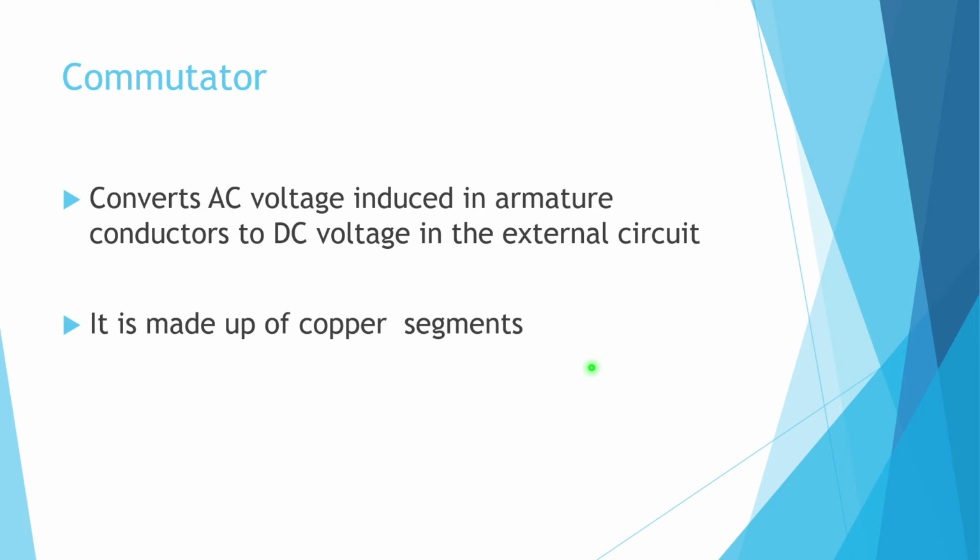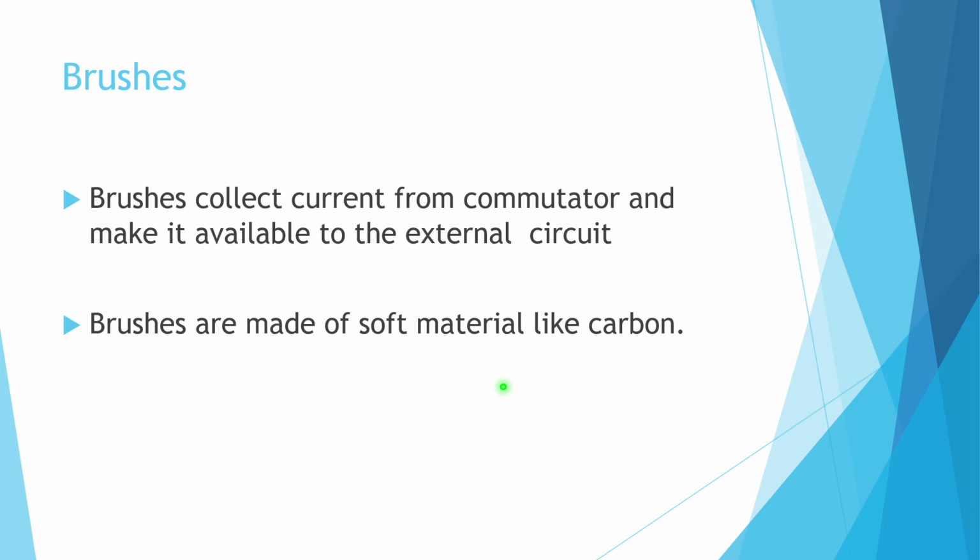Next is commutator. The commutator converts AC voltage induced in the armature conductors to DC voltage in the external circuit. Its function is to facilitate the collection of current from the armature conductors, and it converts internally developed EMF to unidirectional EMF. That means it provides unidirectional torque in the case of motors. Generally it is made of copper segments.